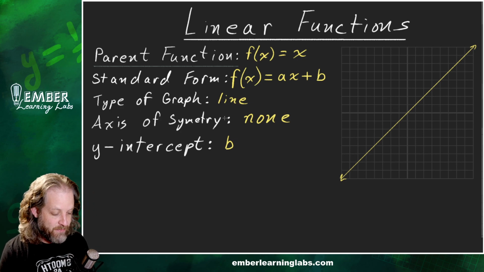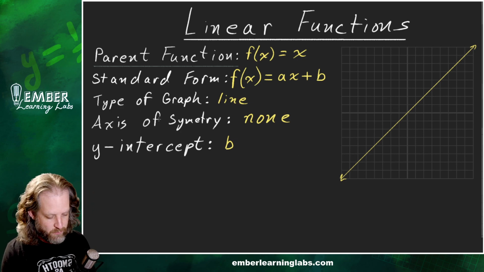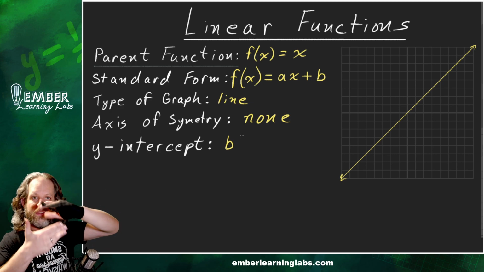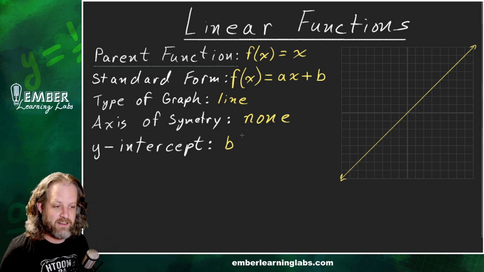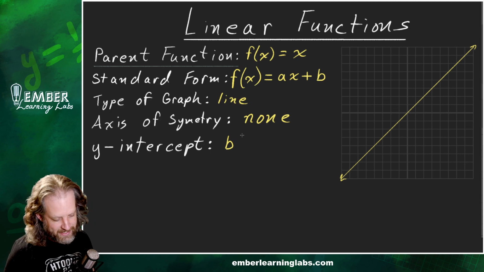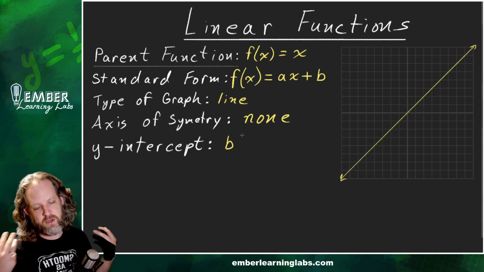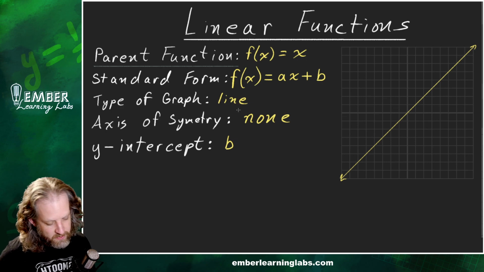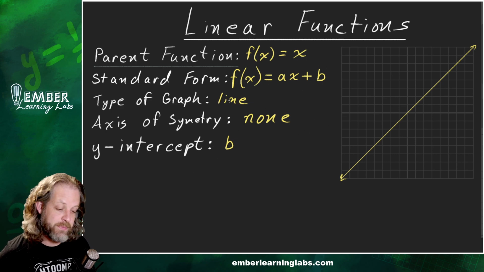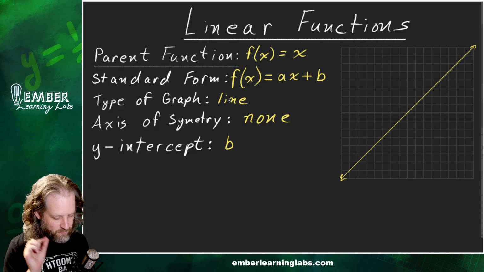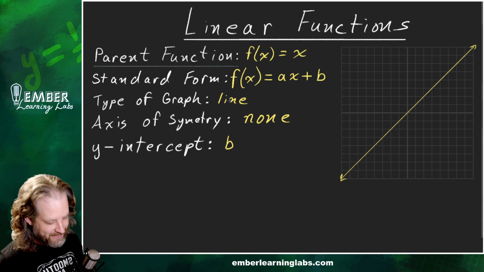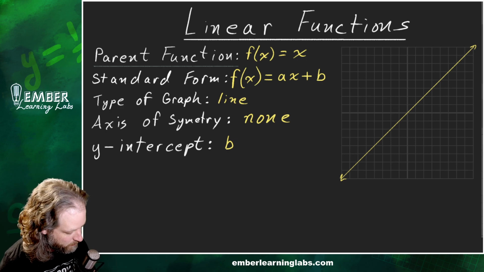The type of the graph, we call it a line, right? We knew that before. It doesn't have any axis of symmetry. We can't fold it over this way or this way. It actually does have an axis of symmetry, it's just a crooked one. But for our purposes, it doesn't have any. The y-intercept is b from the standard form. And that's really why I chose to use this fake standard form, because that compares better, more directly.